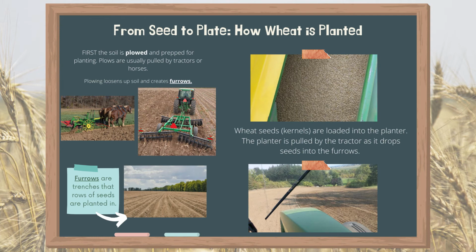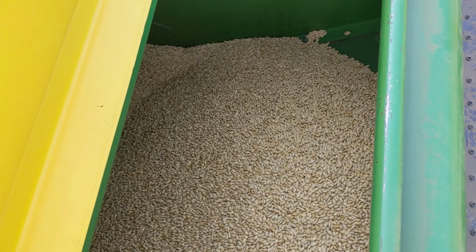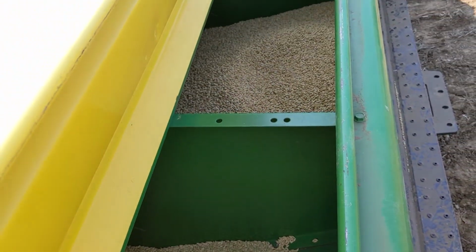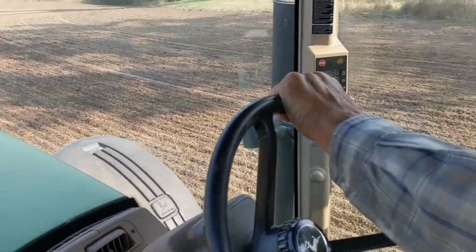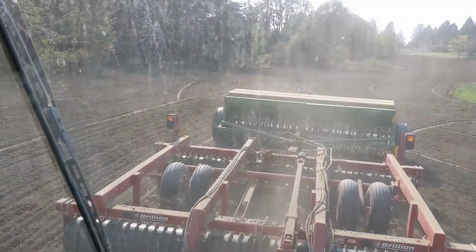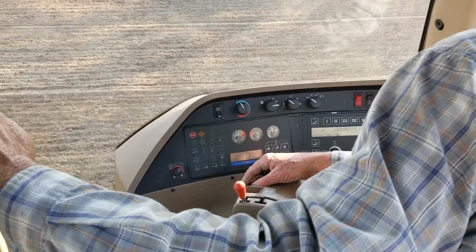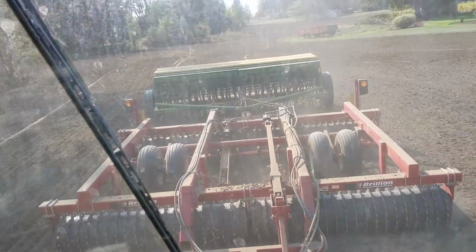After the soil is prepped and the furrows are made, the wheat seeds can be loaded into another tool called the planter. The planter is pulled by the tractor as it drops seeds into the furrows. These videos that I'm showing you are actually from a planting right here in Forest Grove. I was able to follow Farmer Lyle on a small planting close by. I will keep you updated on the growth of these grains throughout their growing season.